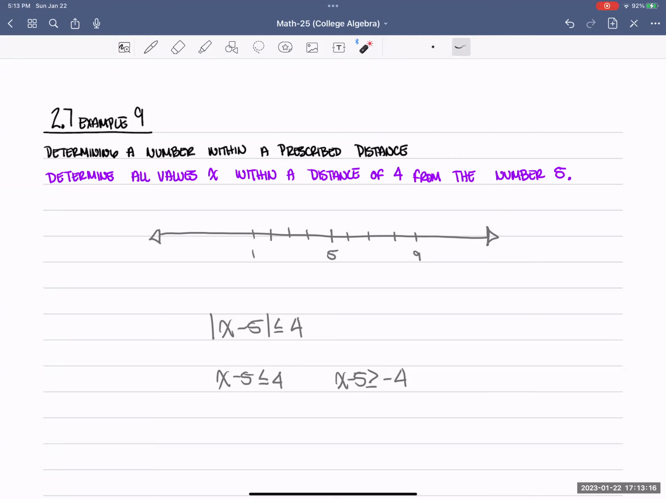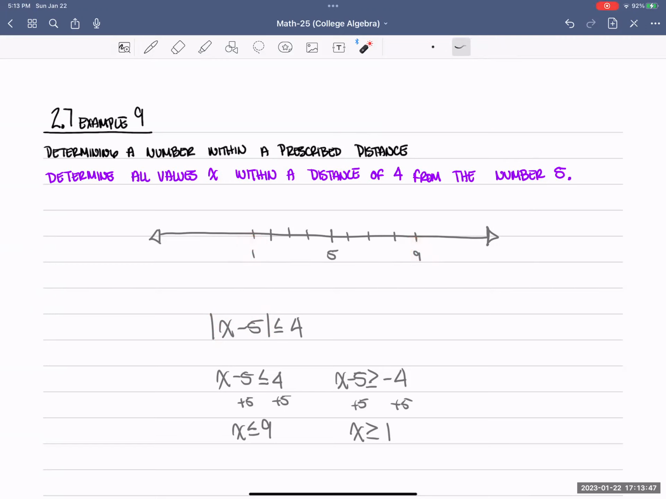Absolute value signs are just going to look at the distance away from 0 or the distance away from our inside part. Let's solve it just to make sure. So plus 5 here, plus 5. X is less than or equal to a positive 9. All right, and over here, plus 5 here, plus 5 here. X is greater than or equal to positive 1. So it looks like we got those values here.